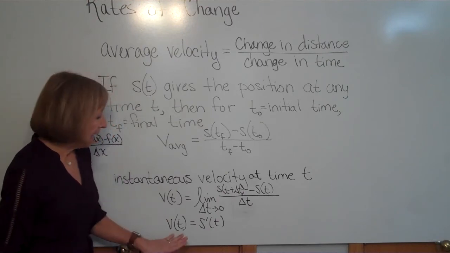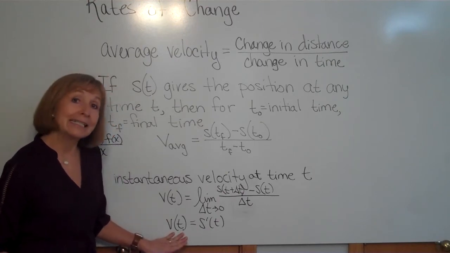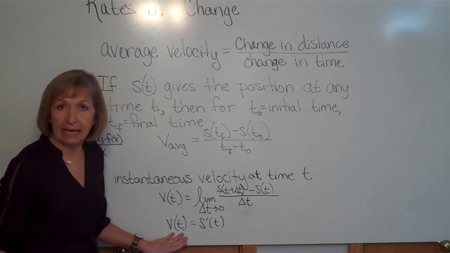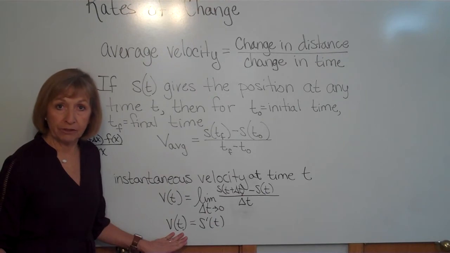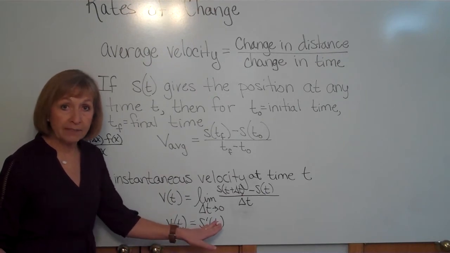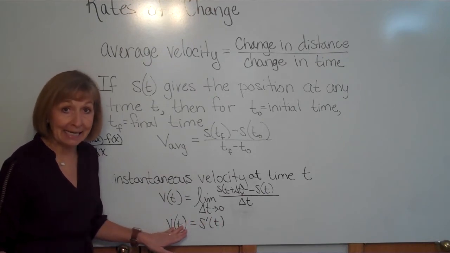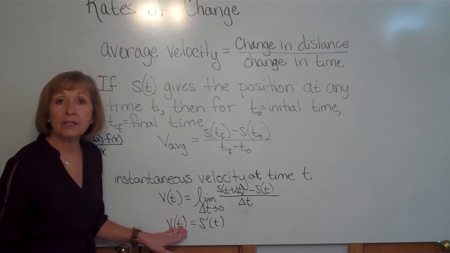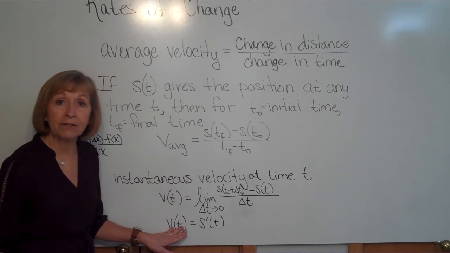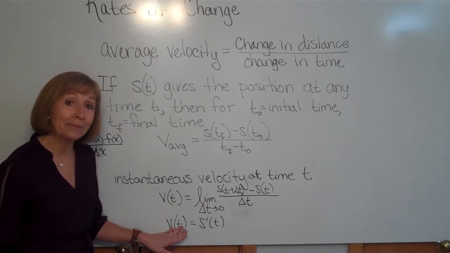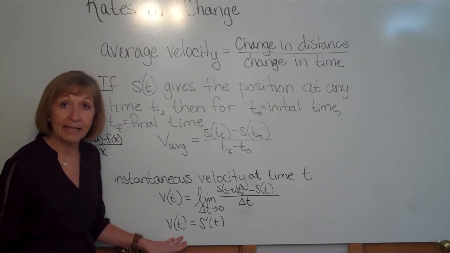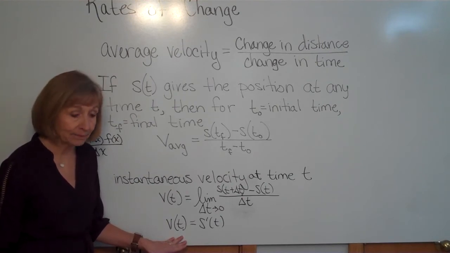So our instantaneous velocity function is equal to the derivative of the position function whenever that limit exists. And so when I'm asked to find an instantaneous velocity of a particle at any given time, and I know the position function, I take the derivative of the position function, and that's the instantaneous velocity function. And then I'll just evaluate that function at the time that they're asking about, and that will give me my instantaneous velocity at that time.